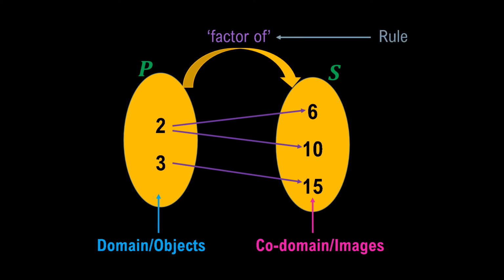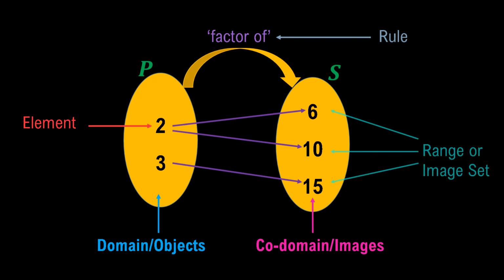A rule links the members of one set to the members of another set. The values that are within a set are called a member of the set or an element of the set, and these values cannot be repeated. The range is a set of values that comes out of a function, and these are all the elements that have an arrow that links them from the domain to the codomain.